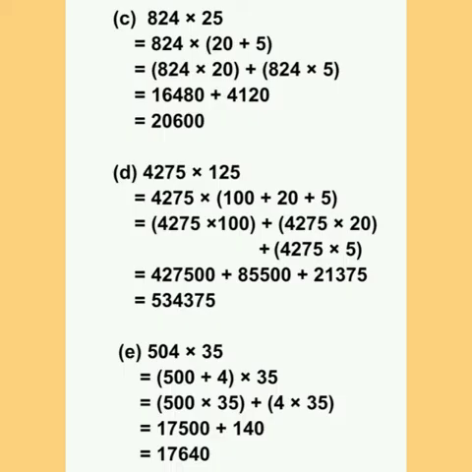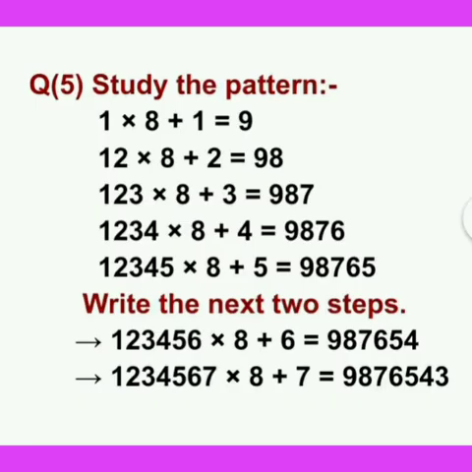Okay, and the fifth question, study the pattern. Now study the pattern. 1 multiplied with 8 and you are adding 1. So you will get 9. See the pattern. Next natural number he has written 12. Multiplied with 8, it is common, plus 2. You get 98. Then 1, 2, 3 multiplied with 8 plus 3, you will get 987. Then 1, 2, 3, 4 multiplied with 8 plus 4, you will get 9876. 1, 2, 3, 4, 5 into 8 plus 5, you will get 98765.